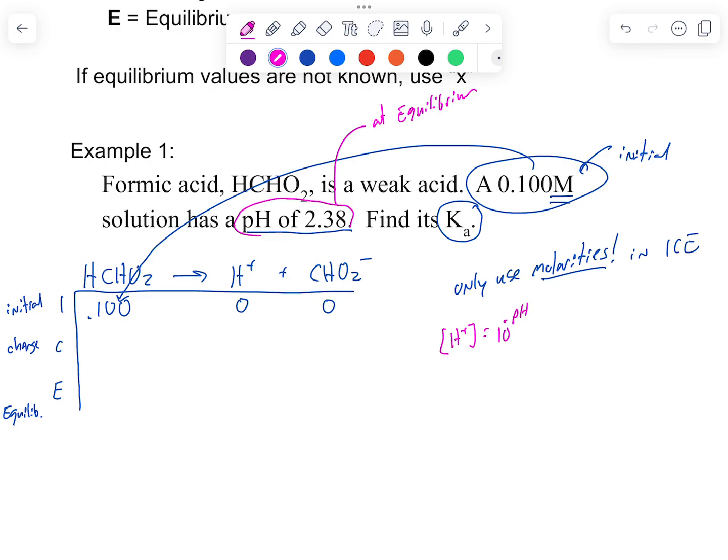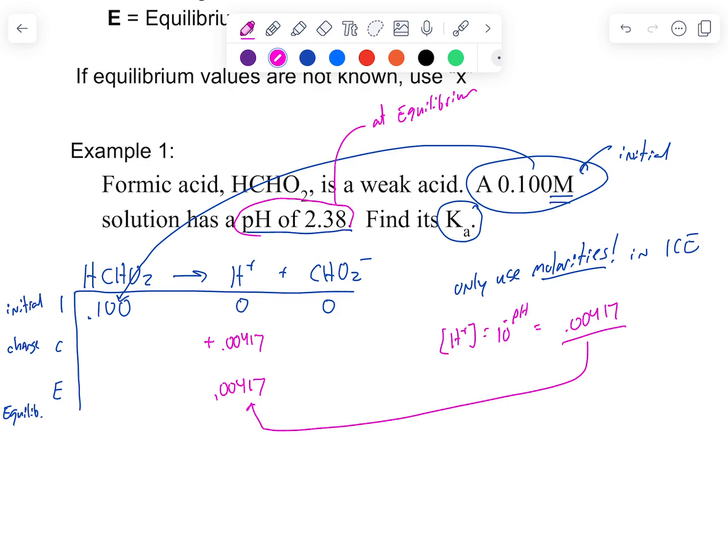In this case, 10 to the negative 2.38 is going to be 0.00417. All right, if that's the equilibrium concentration of H plus, that means it goes here, because that's an equilibrium value, which means our change was plus 0.00417.